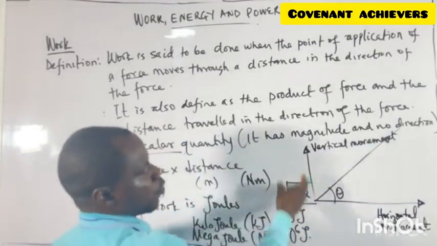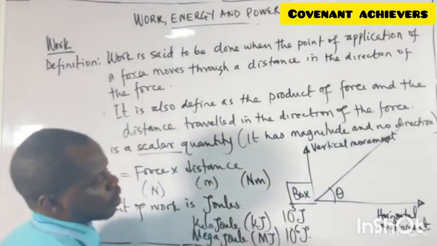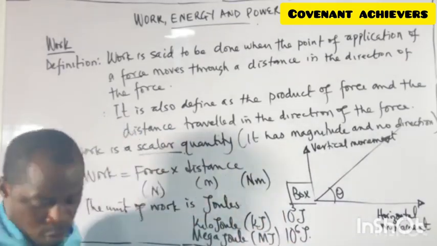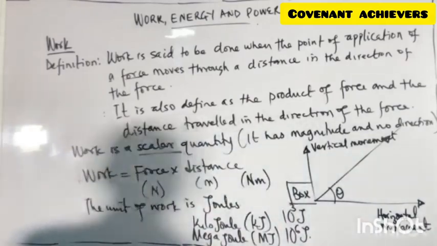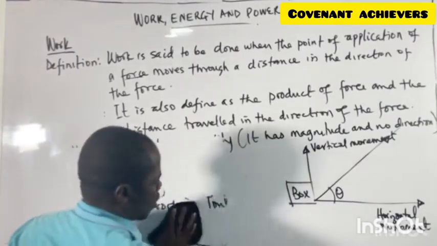We are going to look at it from different perspectives: if the object moves vertically and if it moves horizontally. How do you calculate it in each case? Also, we are going to look at other relationships that relate to work. Let's quickly explain that.